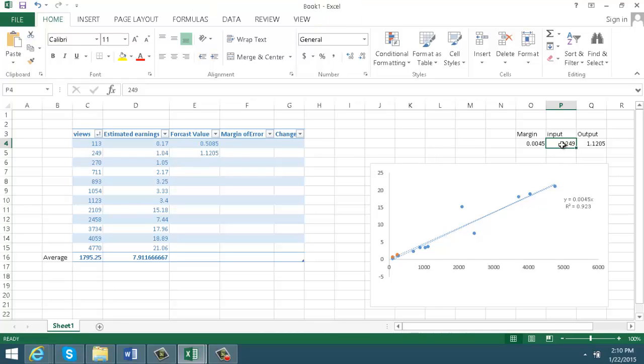Let's put 270 in. Remember, the views is our input right here, okay? So let's put 270 in here. Good. 0.215. Let's put in 7. Put one here. You get 3.1995. And let's put in 8.93 here. You get 4.185.